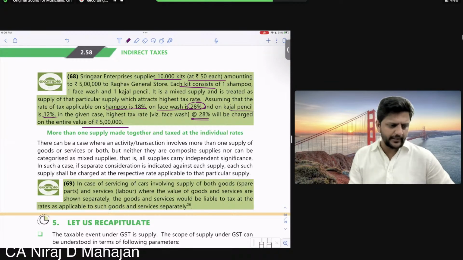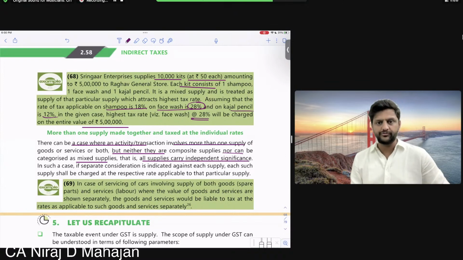There can be a case when an activity or transaction involves more than one supply of goods or services or both, but neither are they composite nor mixed. That is, all supplies are independent of each other. In such a case, if separate consideration is shown, if a separate amount is shown for each supply in that invoice, then each such supply shall be charged at respective rates.